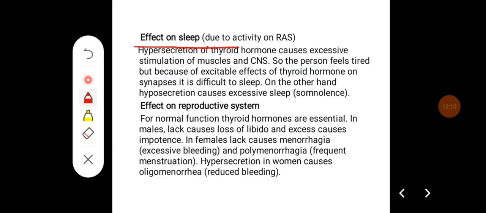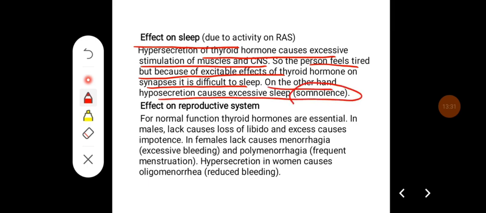Effects on sleep. Hypersecretion of thyroid hormones causes excessive stimulation of the muscles and central nervous system. So the person feels tired, but because of the excitable effects of thyroid hormones on the synapses, it is difficult to sleep. On the other hand, hyposecretion causes excessive sleep, that is somnolence.